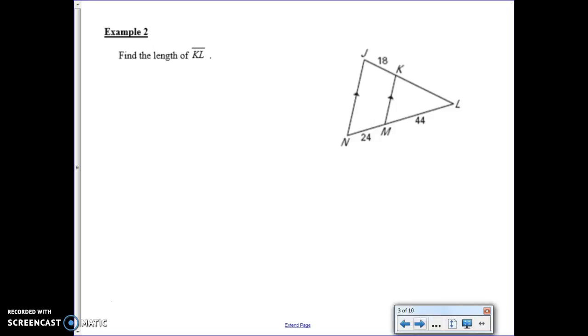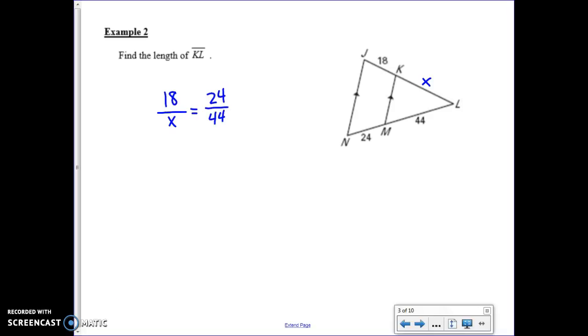Okay, so then it wants us to find the length of KL. Well, all it's done here is turn our triangles sideways. We're going to use the same process if we call KL X again. And it doesn't matter which one we put on top. So if we put JK, 18, over our unknown side of X, equals the bottom part of our triangle on the other side, 24 over 44.